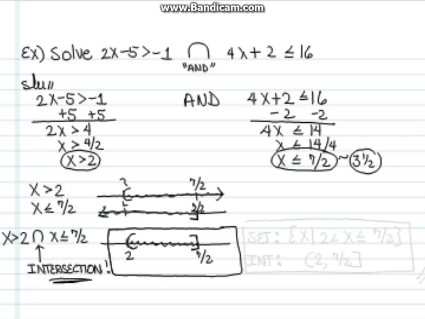The reason we have a round bracket on the 2 is because 2 is included in the second set. It's shaded right through the 2, but it is not included in the first set. There's a round bracket on 2. It is not included, so it cannot be in the intersection.